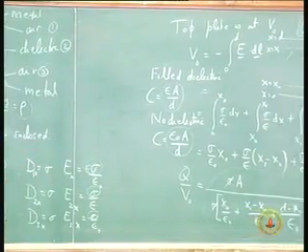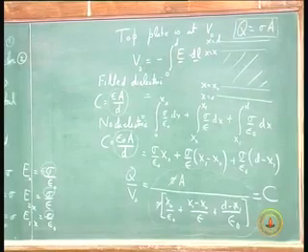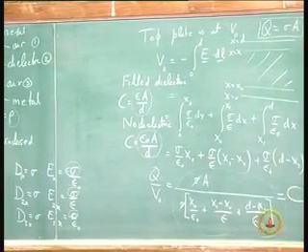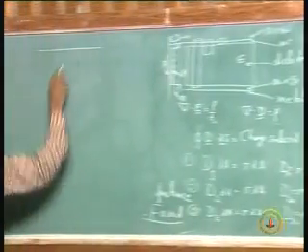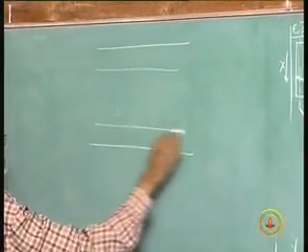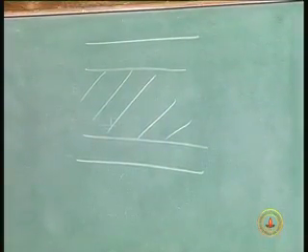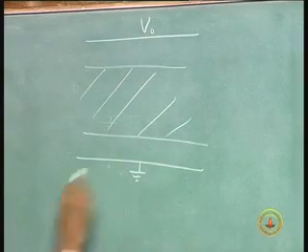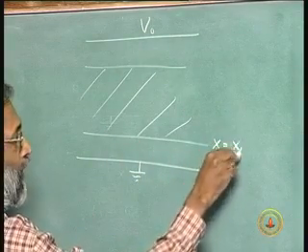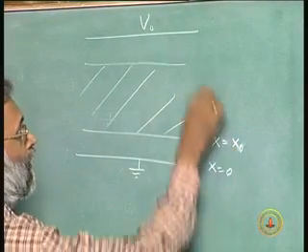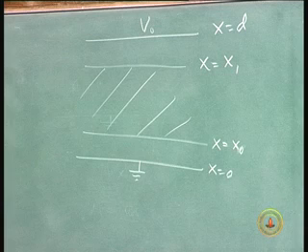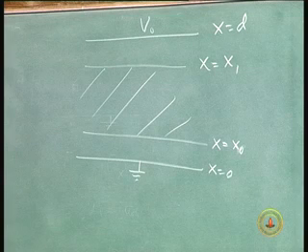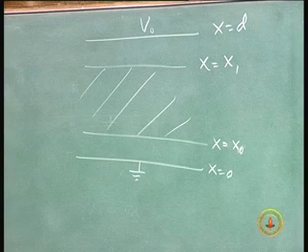Okay. Now, let us try and plot some of the fields. So, this is again the same plot. This is at voltage V naught, this is at ground, this is x equals 0, x equals x naught, x equals x 1, x equals d. Now, we had already plotted it. So, we had shown that the electric field looks like this. So, it is low inside, it is high outside.